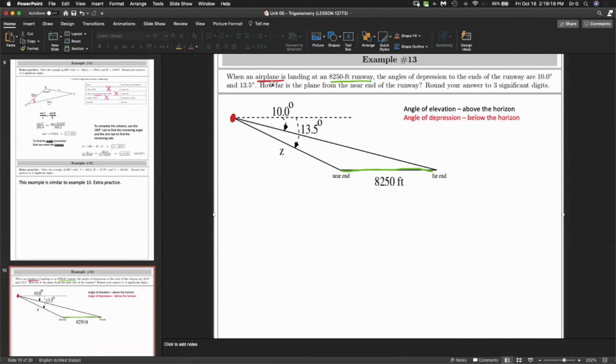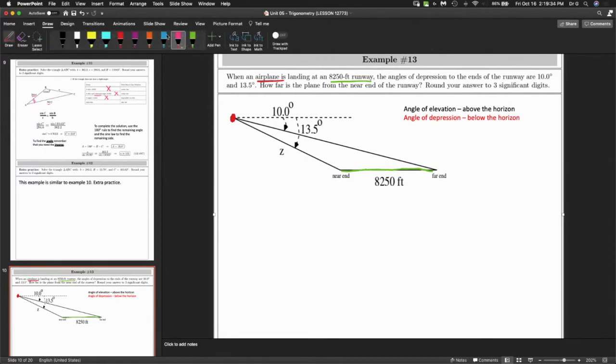Those angles of depression are 10 and 13.5 degrees, which represent the angles you are measuring out to the line of sight, to the near end and the far end of the runway. Ultimately, in this question, we're just being asked, how far is the airplane from the near end of the runway? So that quantity is just Z. We're trying to find Z here.